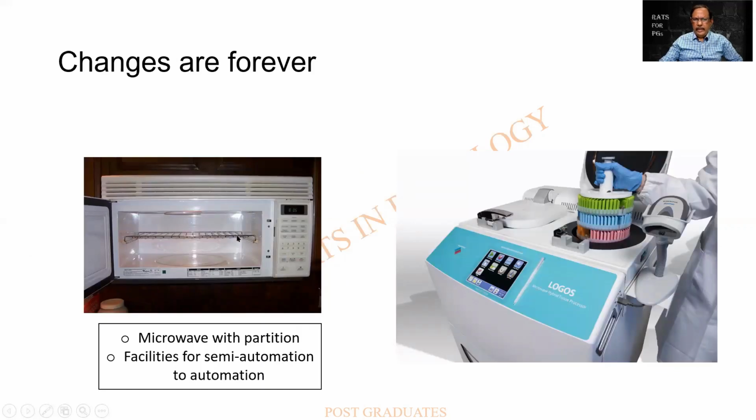Incidentally, I told you about a plate being kept so that you can increase the space and the number of trays that are available for processing. Anyway, this is a microwave with a partition, and it can be used for semi-automation. When we use certain gadgets, initially you find that they are all mechanical, then they are semi-automated. Finally, they become automated.